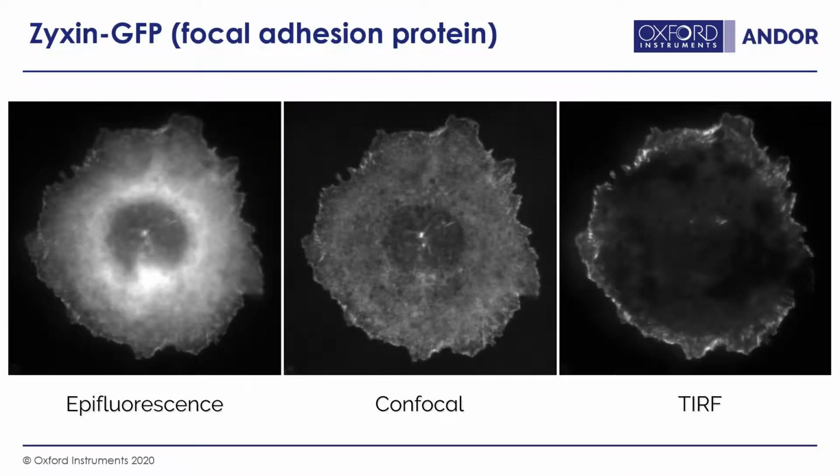Here's another example demonstrating the same thing. This time, we're looking at a cell expressing a fluorescent version of the focal adhesion protein zyxin. The nuclear shadow of the cell is visible in both the epifluorescence and confocal image of the cell, but not in the TIRF image. The TIRF image truly shows the footprint regions of the cell that contact the glass cover slip, and it's much easier to discern the small bright adhesion points that accumulate zyxin proteins.